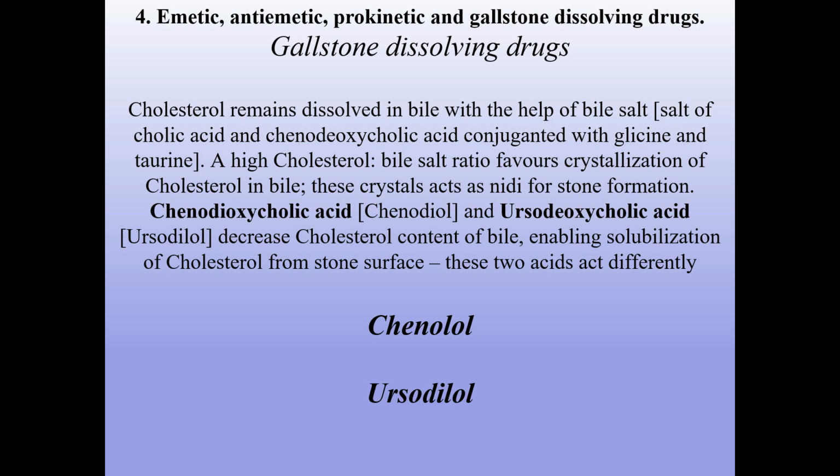One more group is gallstone dissolving drugs. Cholesterol remains dissolved in bile with the help of bile salts, salts of cholic acid and chenodeoxycholic acid conjugated with glycine and taurine. A high cholesterol to bile-salt ratio favors crystallization of cholesterol in bile. These crystals act as a nidus for stone formation. Chenodeoxycholic acid, chenodiol, and ursodeoxycholic acid, ursodiol, decrease cholesterol content of bile, enabling solubilization of cholesterol from stone surface. These two acids act differently.